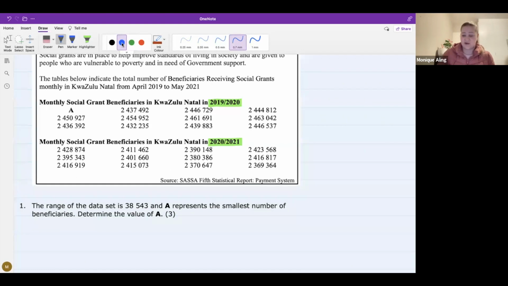So just quickly, we are looking at this year specifically. We have been given the range. So normally we are asked to work out the range. So this time we've been given the range. Now remember, range is our biggest minus smallest or highest minus smallest.